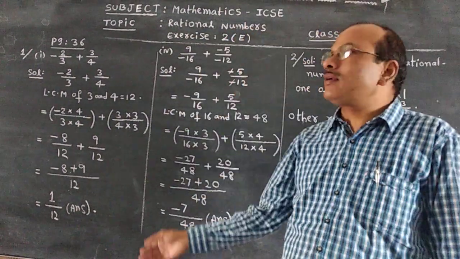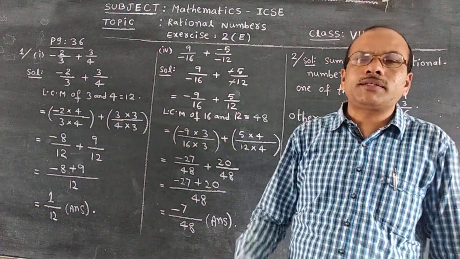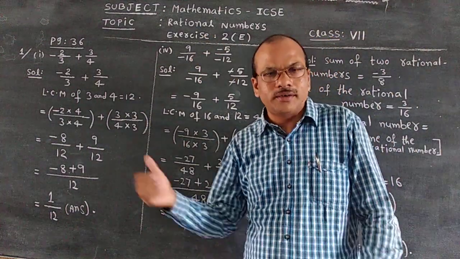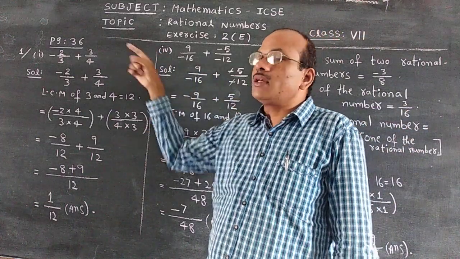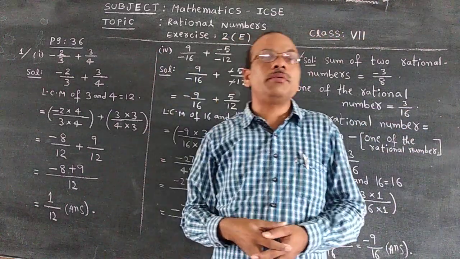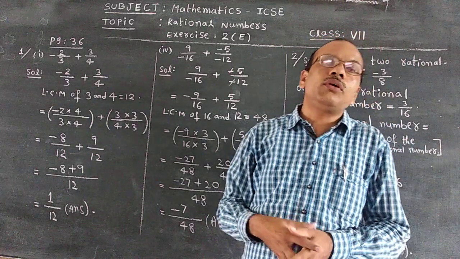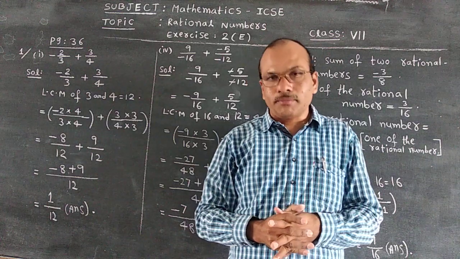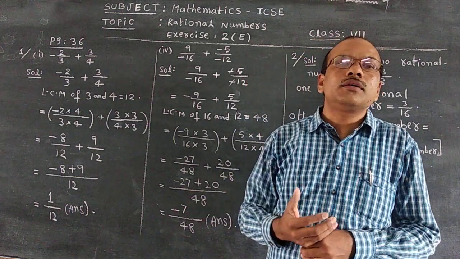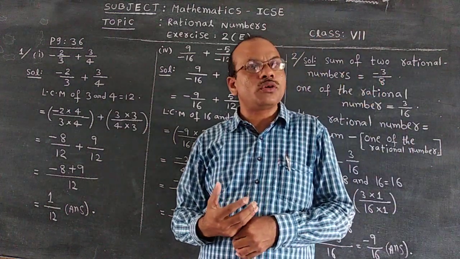We are in the chapter Rational Numbers, exercise 2E. Let us see. Page number 36. They said evaluate. That means find the value of the given fractions based on the symbols shown there, or the simplified forms we have to write.